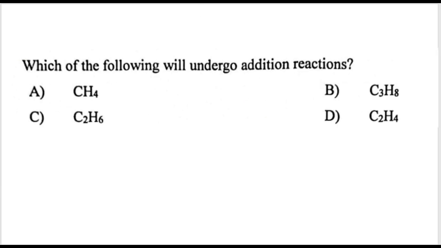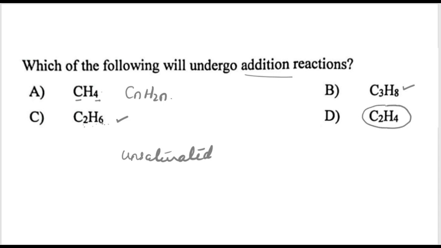Which of the following will undergo addition reactions? Addition reaction happens to unsaturated compounds. So alkenes and alkynes are unsaturated. So here we can see the formula is CnH2n+2 for alkanes. So carbon is 1, into 2 is double, plus 2, so methane is a saturated one, so it cannot undergo addition reaction. C2H6 is also double plus 2, 2 into 2, 4 plus 2, so this is also an alkane. Here also an alkane, 3 into 2, 6 plus 2, but here C2H4 is just double, so that is an alkene. So this is the answer.